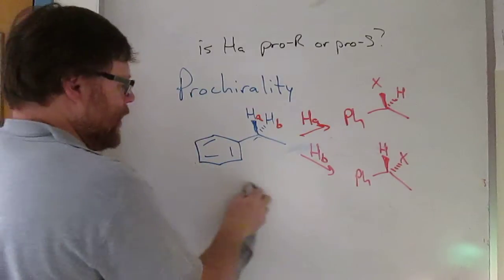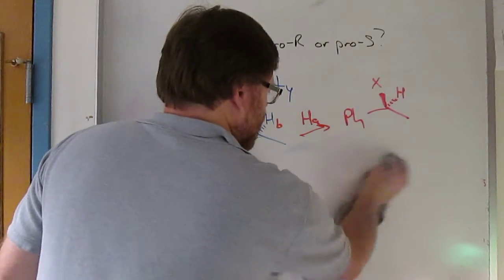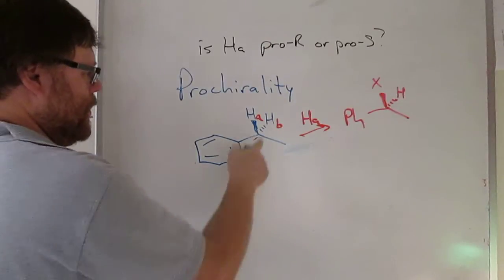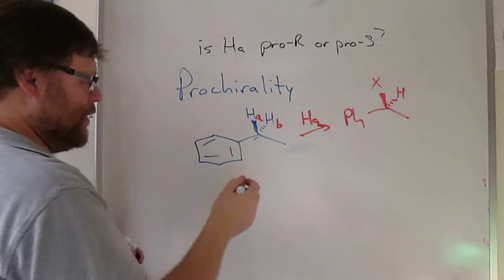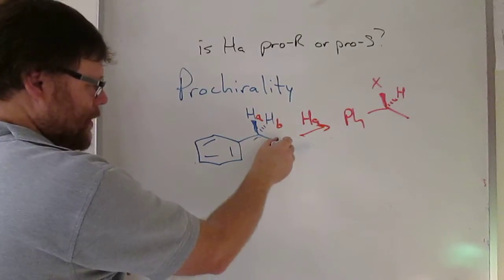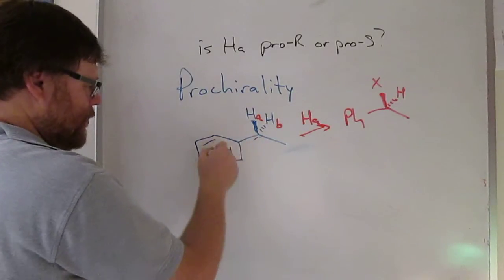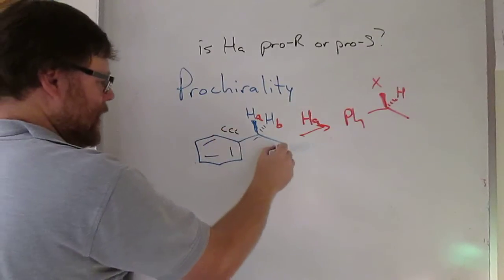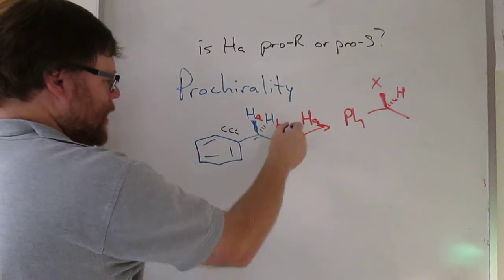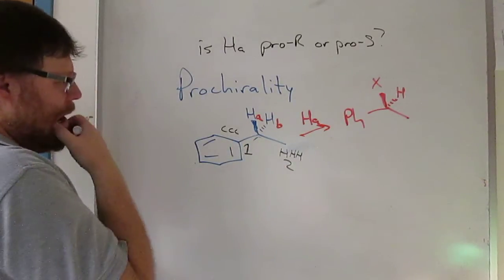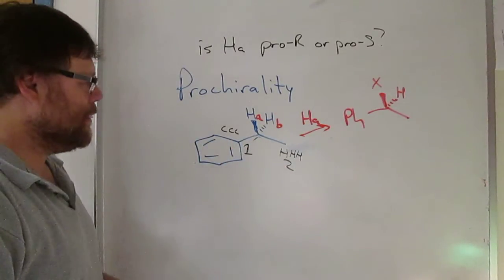So assign priorities. I'm going to get rid of HB. So assign priorities to the groups. HA and HB are obviously low. Methyl is bonded to 3, so carbon and carbon, 3 H's, 3 C's, so this is CCC and that's HHH, so this will be 1, this will be 2, and then HA or HB, what do we do there?